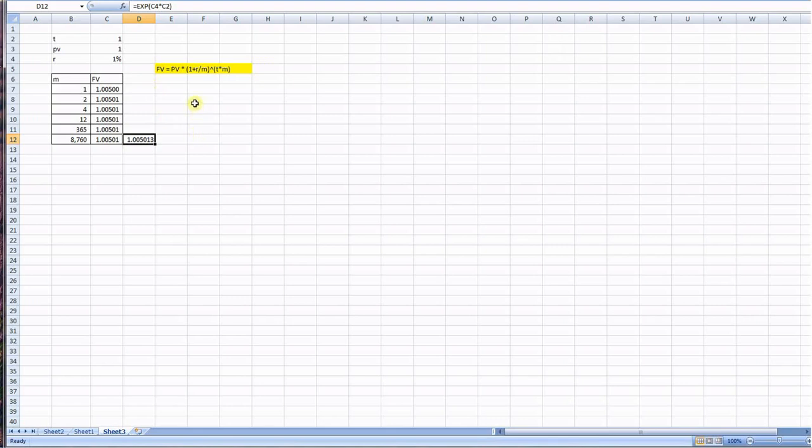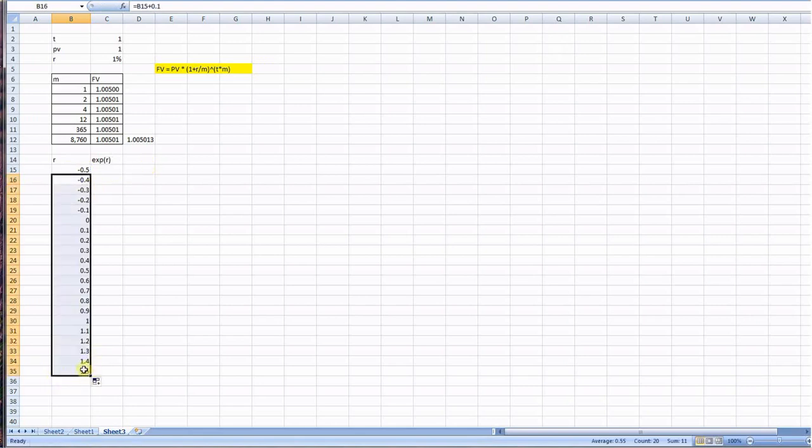Just as an added interest, let me show you the graph of an exponential function. Interest rate R, the exponential function based on the interest rate R. Let's vary R from 0.5 all the way to 1.5.